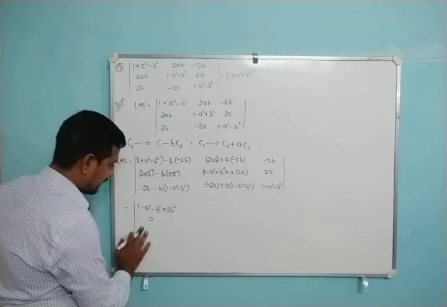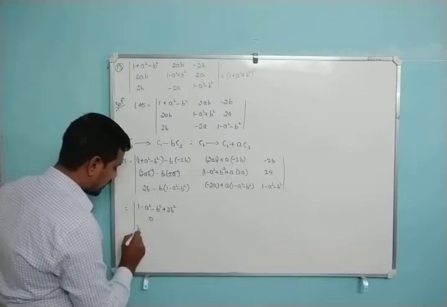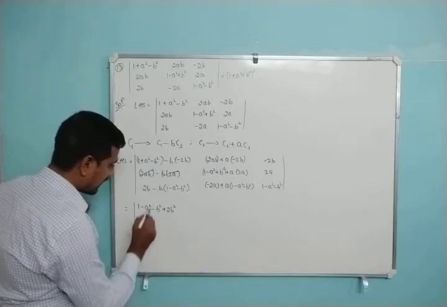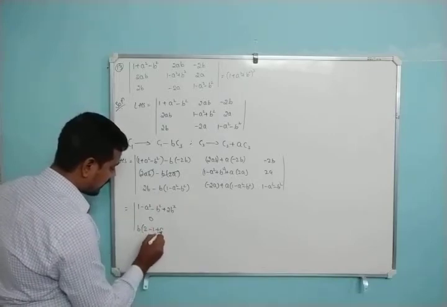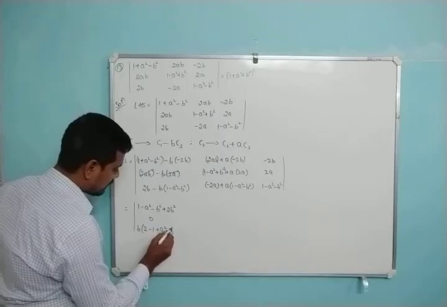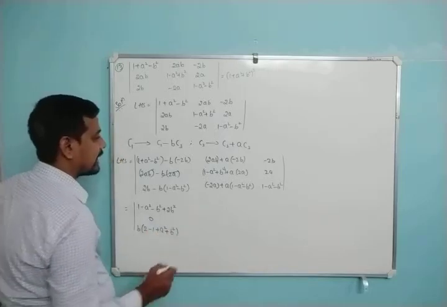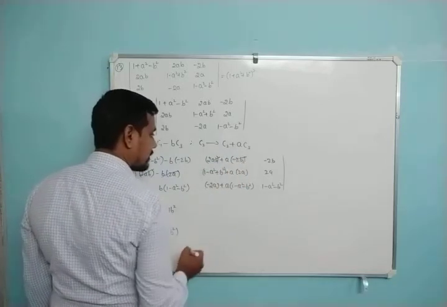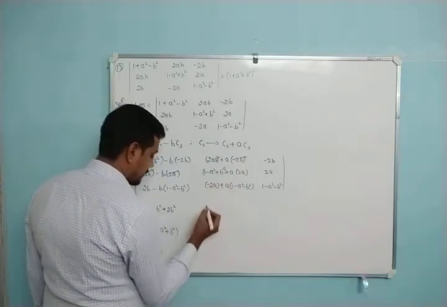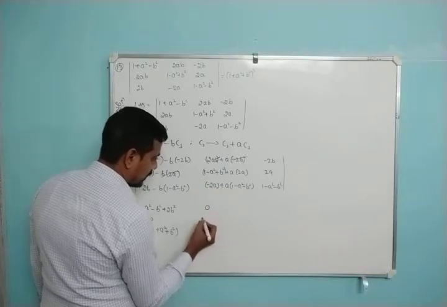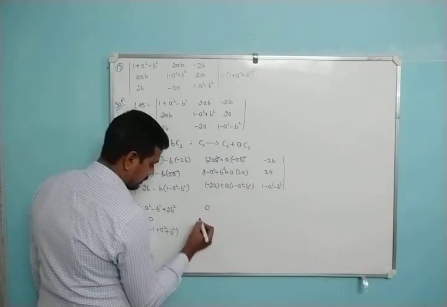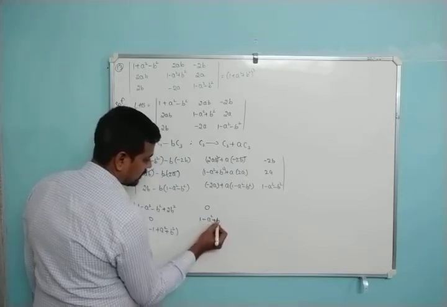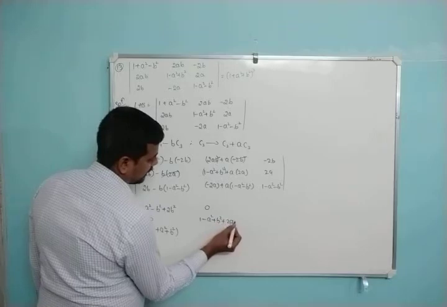And here, see, I will take b common. So what remains if I take b common? 2 minus 1 plus a square plus b square. And here 2ab minus 2ab. So this cancels. So what remains here? This becomes 0 and this will be 1 minus a square plus b square plus 2a square.